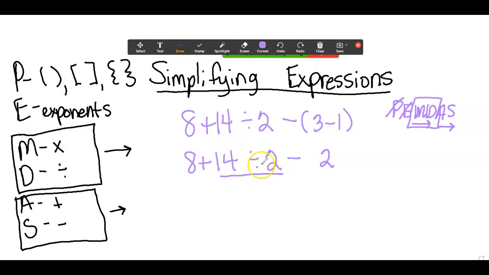So I know 14 divided by 2 is 7. And I want to rewrite everything I did not use yet. And I can cross off multiplication and division.